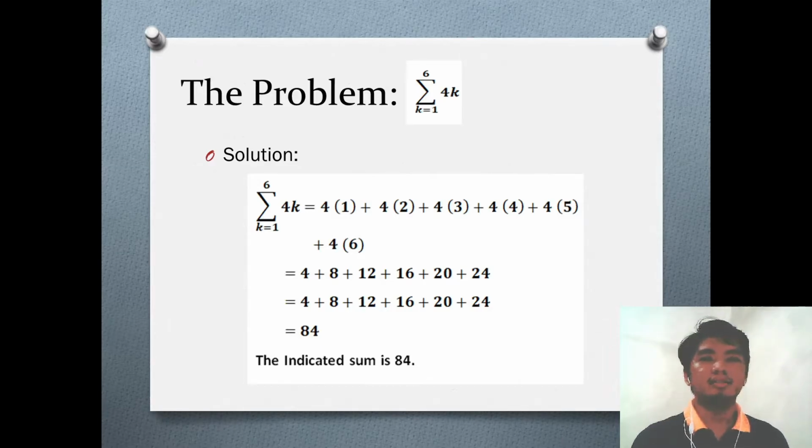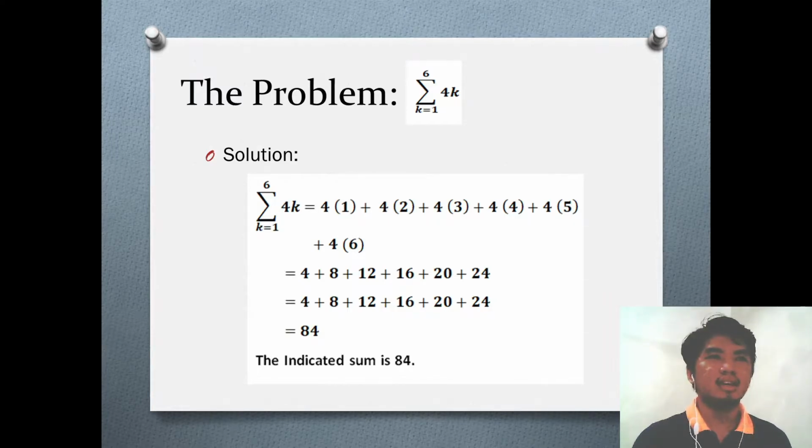So the first problem is the summation of 4k from 1 to 6. The solution is we're gonna substitute the values of k from 1 to 6, which is 4 times 1 plus 4 times 2, plus 4 times 3, plus 4 times 4, plus 4 times 5, and plus 4 times 6.